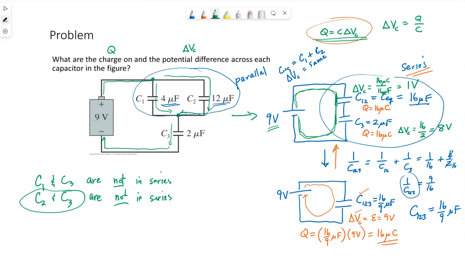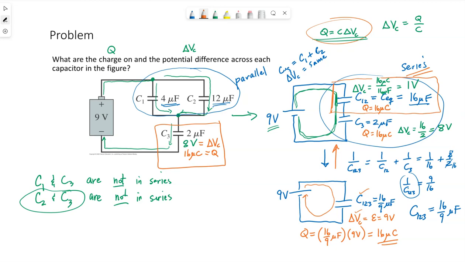Okay, so this 2 microfarad capacitor, we can now say has 8 volts across it, and there are 16 microcoulombs of charge on it. So the charge and the potential difference. So we now have 1 out of the 3 completed. Coming back to this intermediate step, we do know the charge and voltage on this equivalent capacitor.